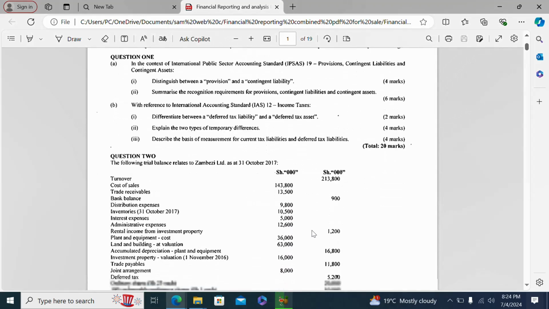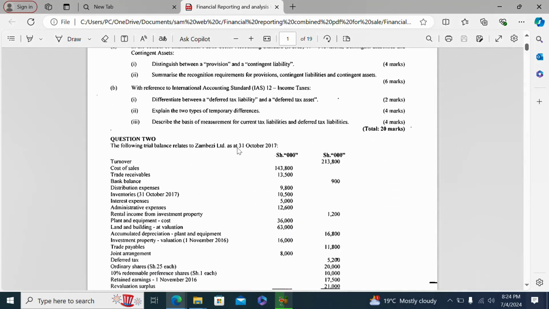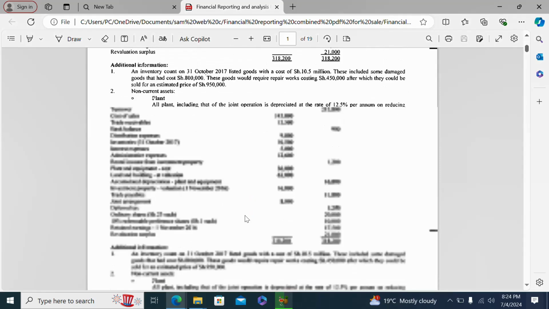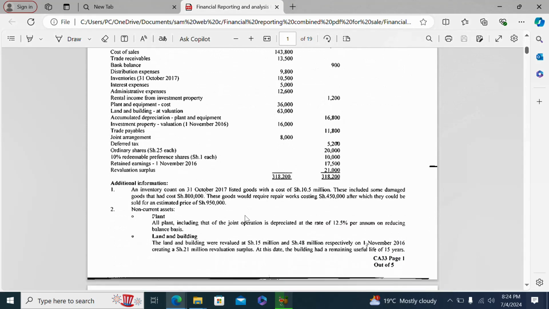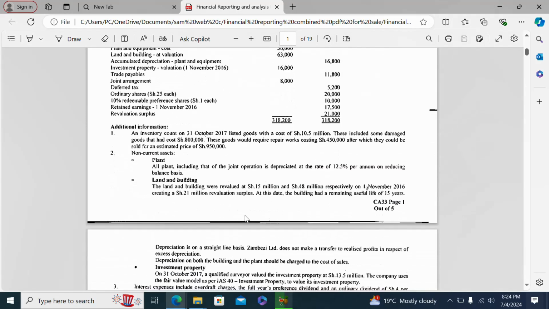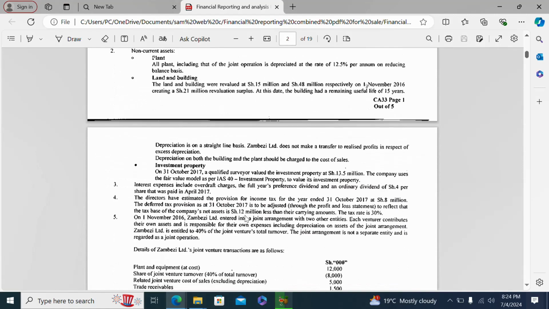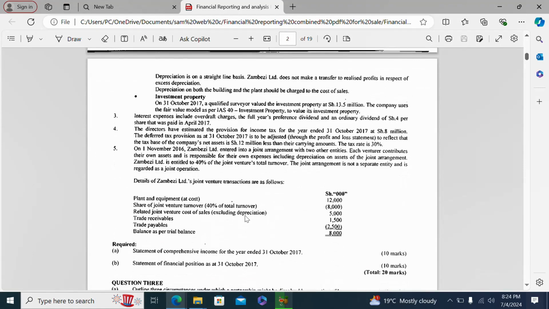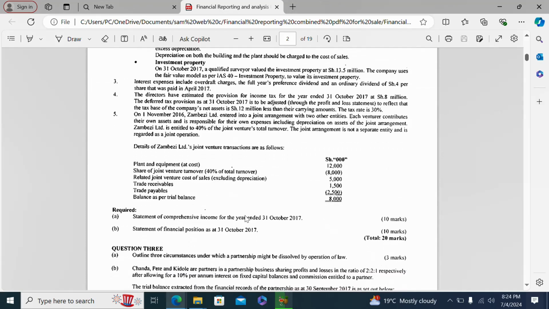Question 2. The trial balance related to Zambezi Limited as at 31st October 2017. So you have been given that information. And in this second question, the examiner required from you a statement of comprehensive income for the year ended 31st October 2017 and a statement of financial position as at 31st October 2017.